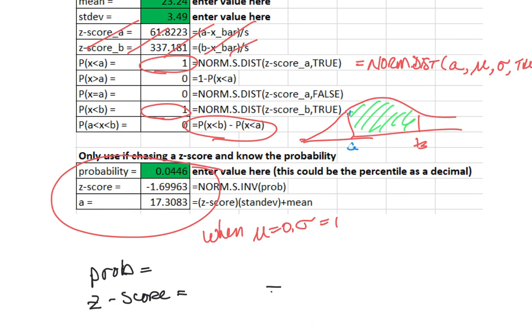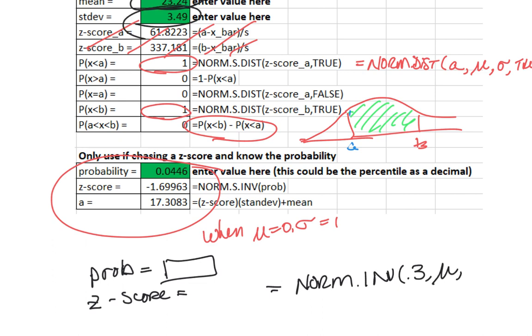And the way you're going to do that is you're going to do the norm.inv. You're going to do your probability, whatever this cell is. So let's say it was that 0.3. It's also going to need to know what your mean is. So you'll come up here and grab that cell. So that's your mean. And you'll also need to grab your standard deviation. So that is your sigma. And then that will give you your z-score.